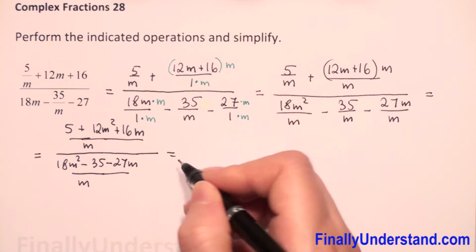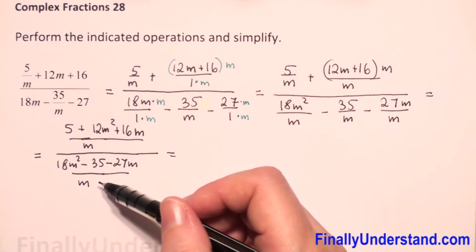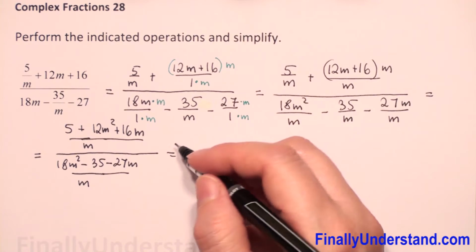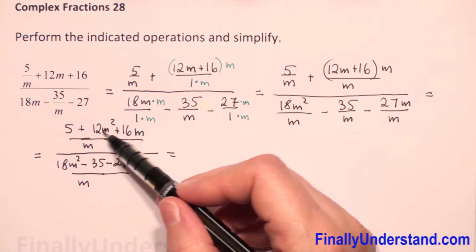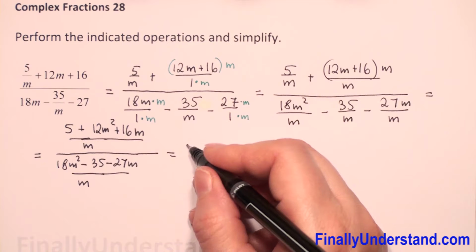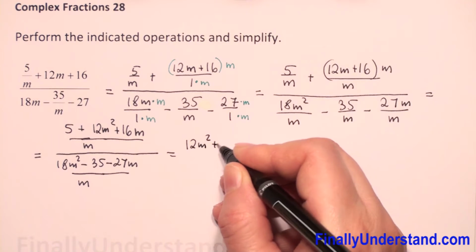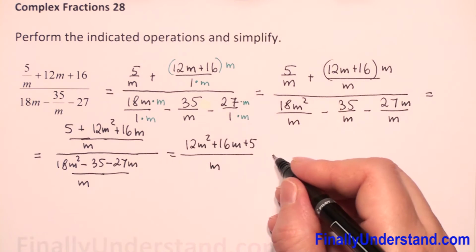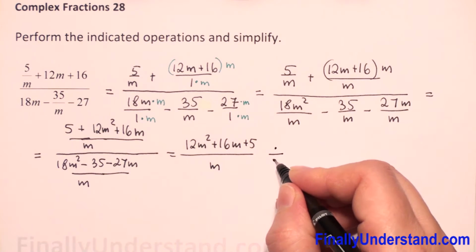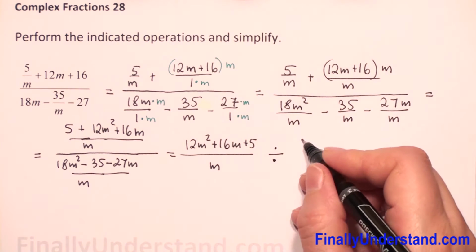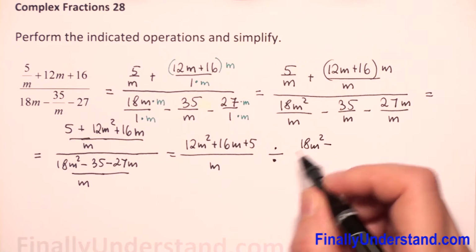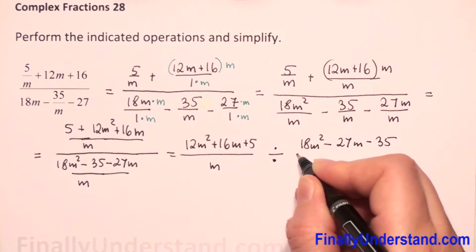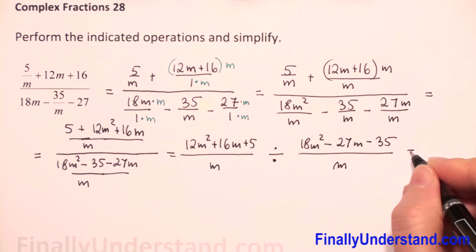So now we cannot reduce anything in the numerator and denominator. We will change the fraction bar to the division sign, and I will change the order. I will start from the highest power, so it will be 12m squared plus 16m plus 5 over m, division sign, and we have 18m squared minus, first I put 27m, and minus 35 over m. So this is equal.